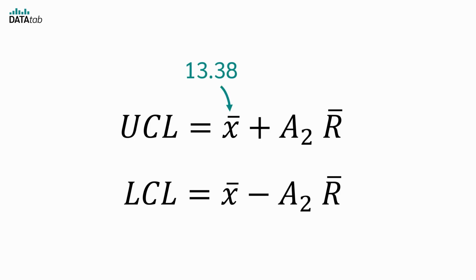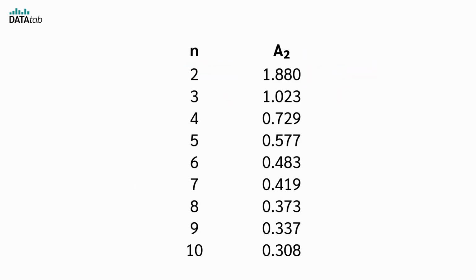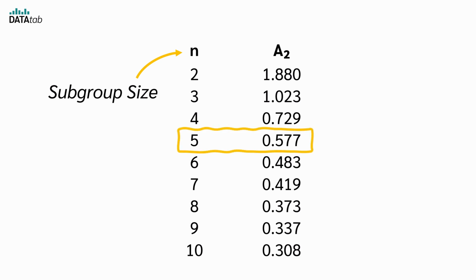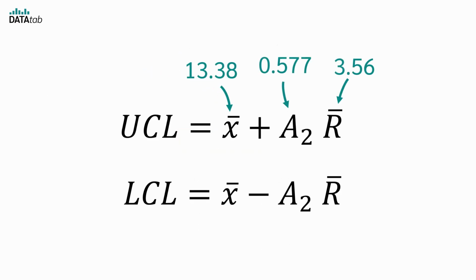So we have the overall mean, which is 13.38, and we have the mean of the ranges, R bar, which is 3.56. But what about A2? We simply look up the value of A2 in a table. Here n is the subgroup size, so for a sample size of 5 we get an A2 value of 0.577, and with that we can calculate the control limits. We get an upper control limit of 15.44 and a lower control limit of 11.33.